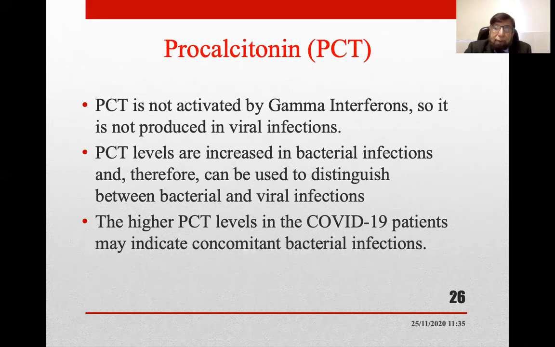So this is an important reason. Why is it not produced in viral infection? Because it is not activated by gamma interferon, which is a cytokine of viral diseases. PCT levels are increased in bacterial infections and therefore can be used to distinguish between bacterial and viral infections. The higher PCT levels in COVID-19 patients may indicate concomitant bacterial infections.